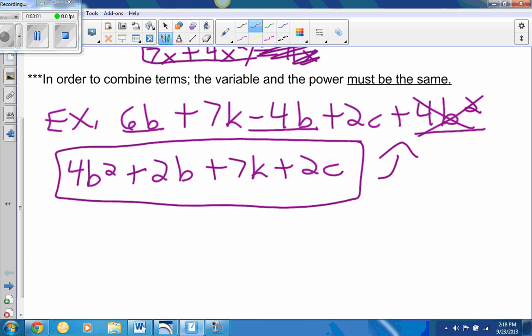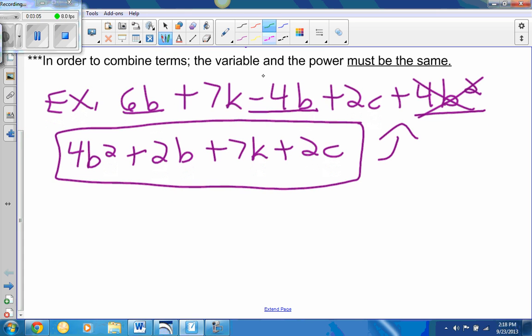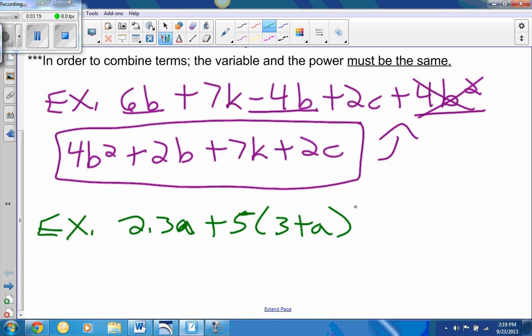So then, how about one a little tougher? Do this one. 2.3a plus 5 times 3 plus a. Alright, well before I can try and combine anything, I have to get rid of these parentheses.